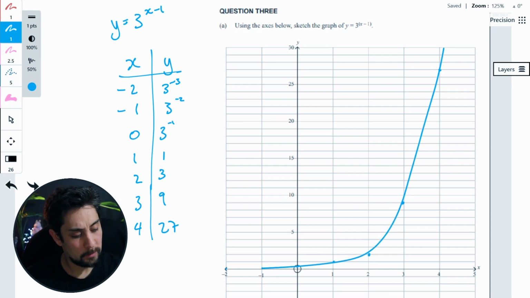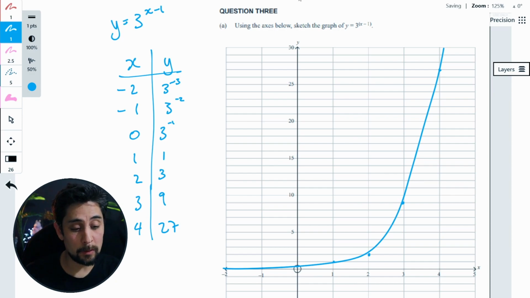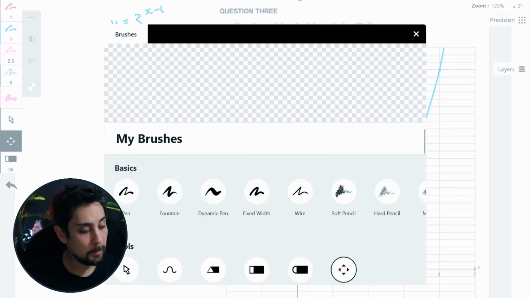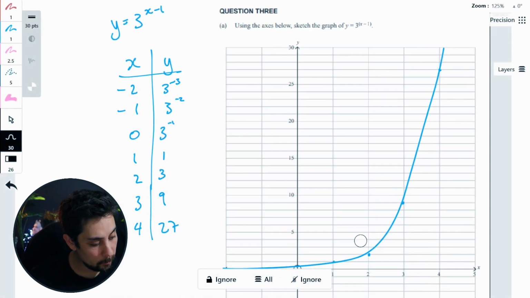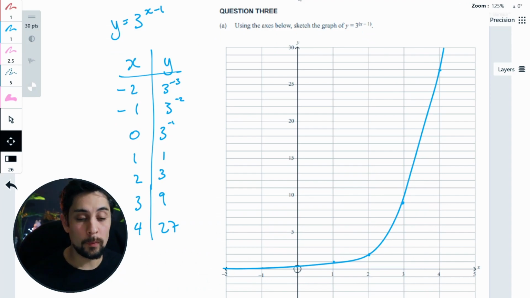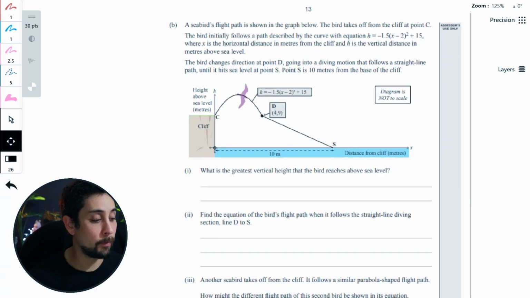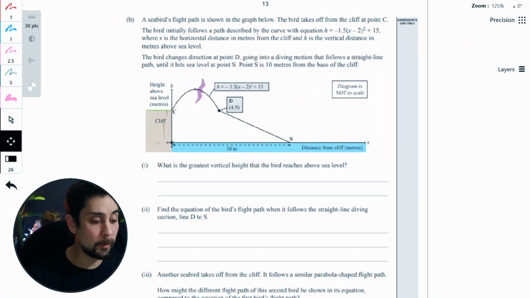Doing my best to make sure it looks all right. That looks pretty good. I'm very happy with that line. Let's just nudge this down a little bit so it crosses. So that is question number 1 complete. Let's move on. Sorry, question A complete from question 3. Let's move on to the seabird.